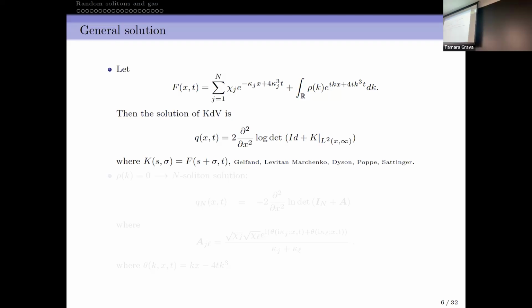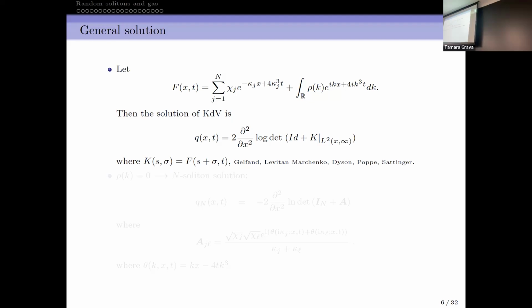But once you have this data, you write this function f, which is a kind of Fourier transform, actually a Fourier transform of your scattering data. And this satisfies a linear equation clearly. Once you have this object, you can solve KdV via a Fredholm determinant, given by this kernel. The kernel kappa acts on L2 of x to infinity as an operator, which is a convolution operator, with this same function here.